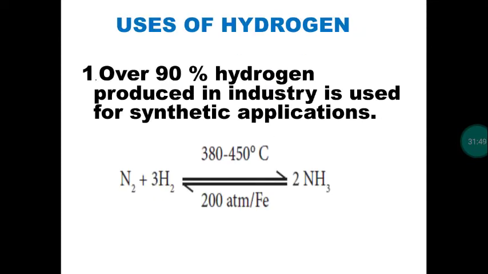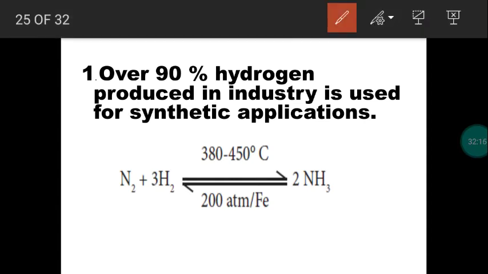So with this, properties of hydrogen, deuterium and tritium are over. Next we move into uses of hydrogen. First one, hydrogen is used for preparing many other substances. Almost 90% of hydrogen produced in the industry is used for other substances. An example is Haber's process, right? So this is called the Haber's process. Now hydrogen is used for preparing ammonia.